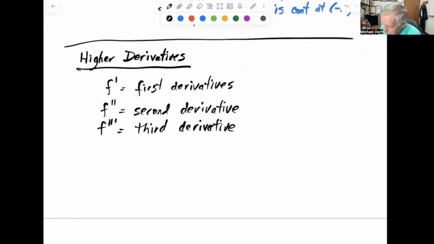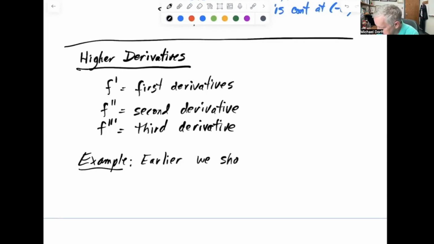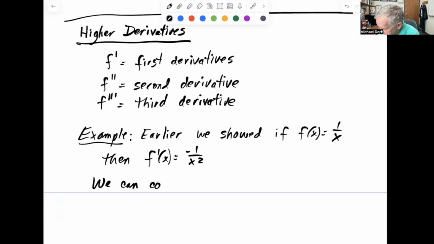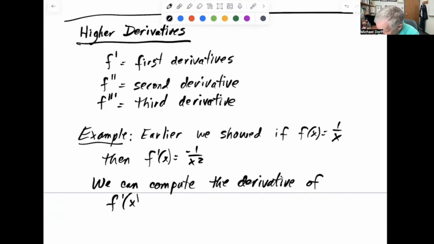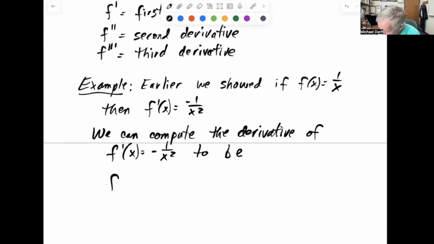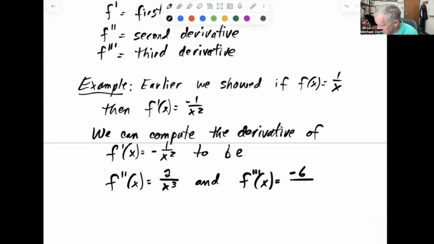Just to give you an example, earlier we showed that if f of x equals 1 over x, then the derivative was -1 over x squared. We can compute the derivative of f prime of x to get f double prime of x, which equals 2 over x cubed. And we could also take the derivative of the second derivative to get the third derivative, which would equal -6 over x to the fourth. Now, you may be wondering how we do this.